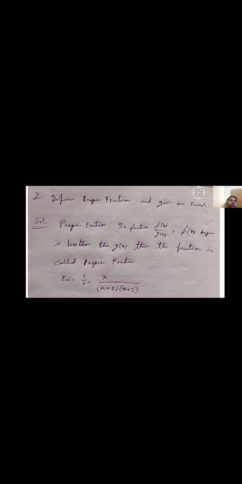So here the example is 1 by 2, and another example is x by x plus 2 into x plus 3. Here degree means the power of x. In the numerator, x power 1, so the f of x degree is 1. In the denominator, x plus 2 into x plus 3, if you multiply, we will get x square, that means x power 2. So the denominator's degree is 2 and the numerator's degree is 1.